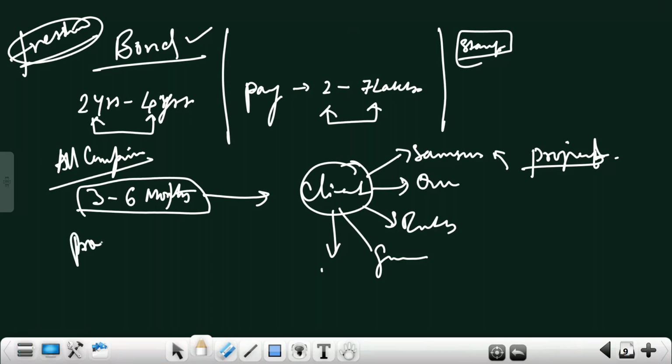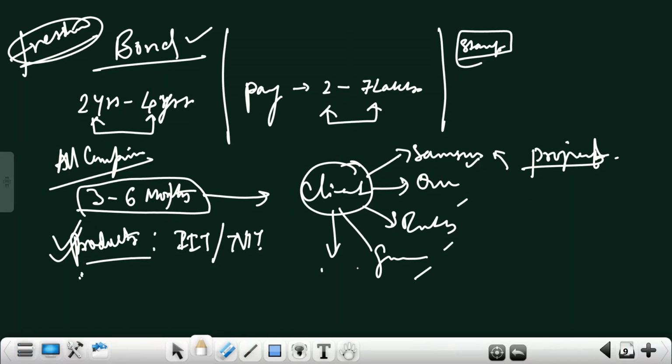Product companies usually do not hire for off campus unless you have a tier 1 college background, IIT or NIT, right? In that case, product companies will give you opportunity. Otherwise, they do not hire people from tier 2 or tier 3 colleges. Product means what? Samsung, Qualcomm, Intel, Google, AMD.